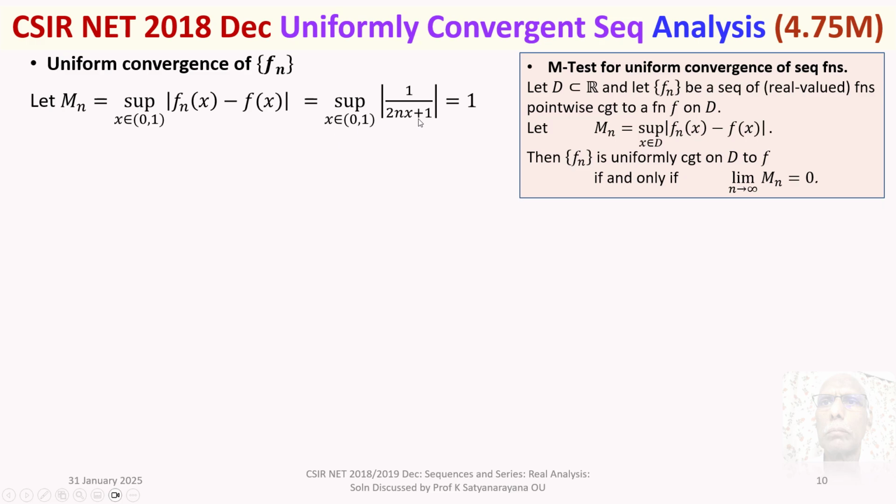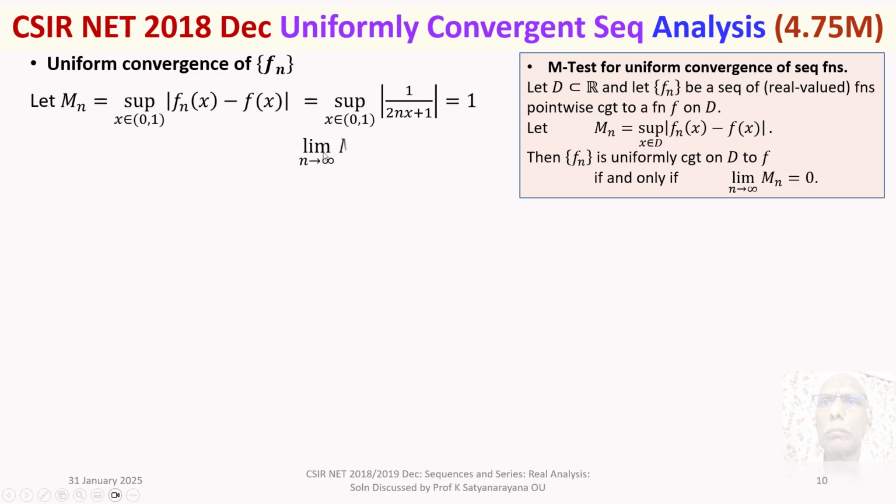This value, 1 by 2nx plus 1, will be minimum. No, it will be maximum. It will be maximum for x equal to 0. When x is equal to 0, the denominator takes the least value, so 1 by the denominator will be the supremum. So for x equal to 0, the supremum is attained, and that is 1.